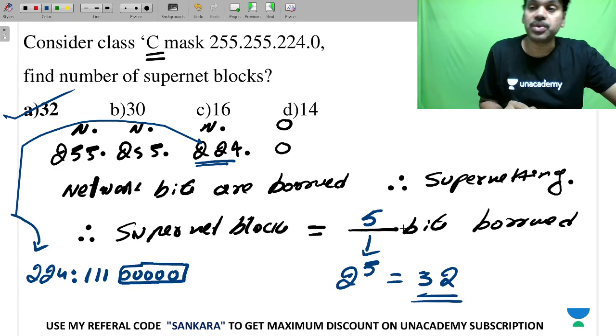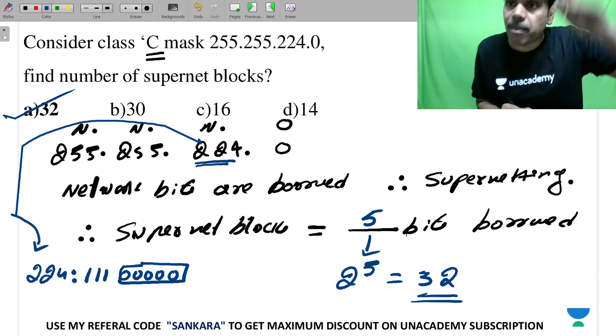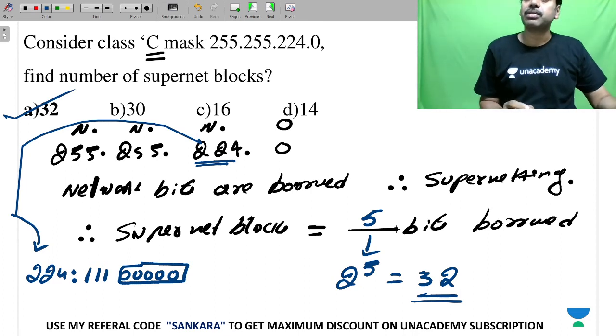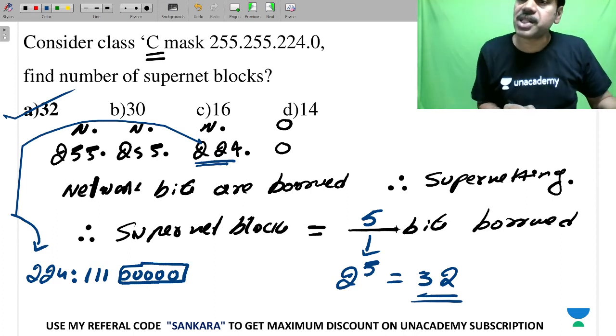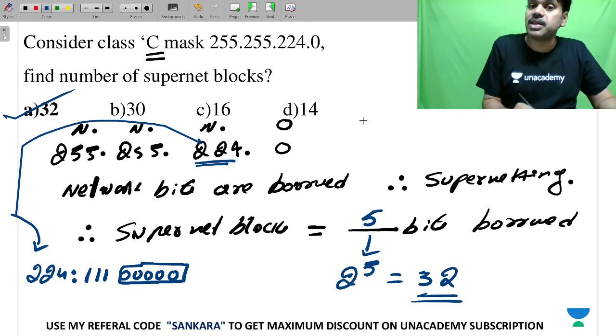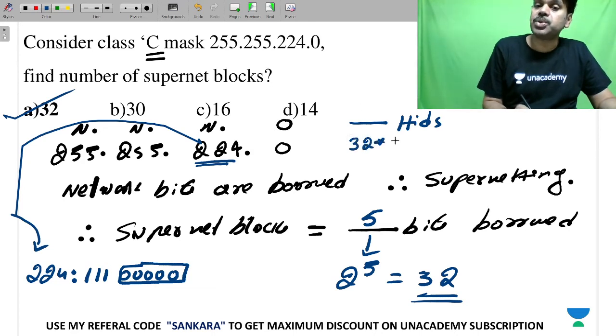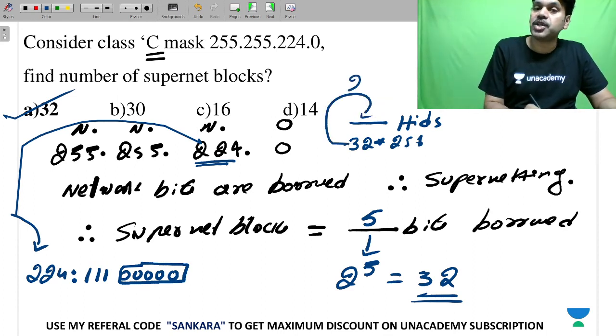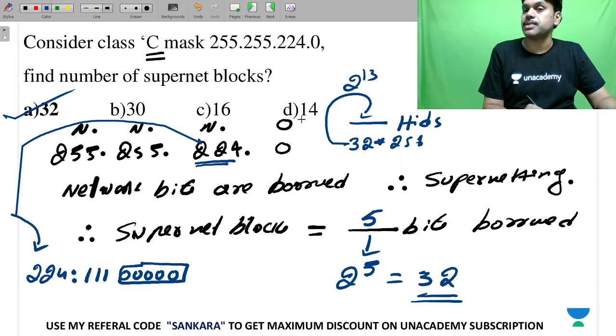So 32 class C networks are combined to generate a bigger, larger network. And each class C network can give you 256 HIDs. If you ask how many HIDs, it is simple. 32 into 256, you will get the answer. So roughly 2 power 13 HIDs.